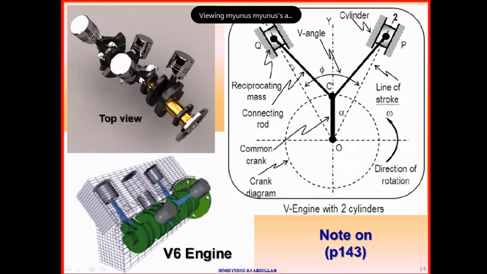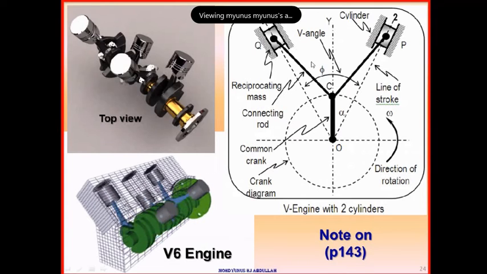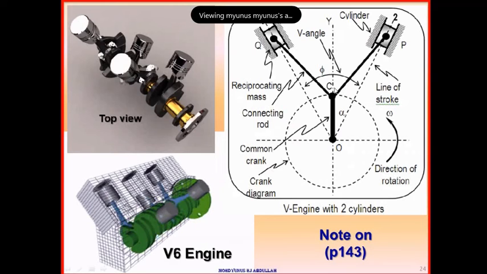Let's say the question gives you information like a V6 at 60 degree V notch. It simply means that it is measured 30 degrees away from the vertical on one side and 30 degrees away on the other, measured from the line of stroke for cylinder number 2 to the line of stroke for cylinder number 1. So this is what we call the V notch. We have the equi-angle again.